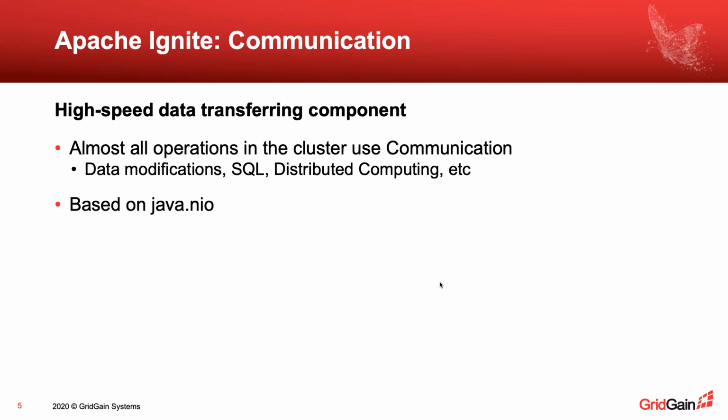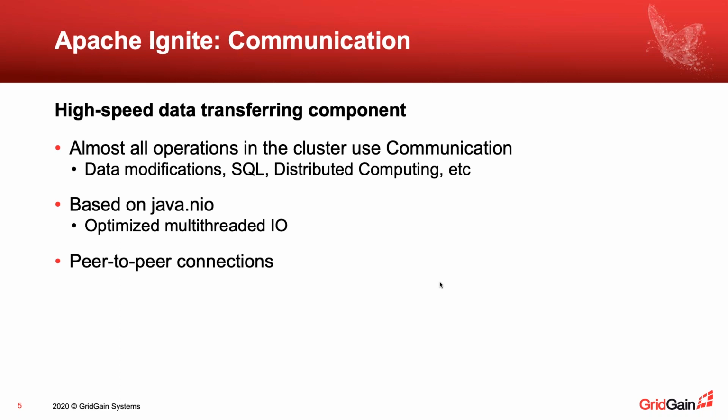Internally, communication is based on Java NIO, and Java NIO, for those of you who don't know, is a part of Java Standard Edition libraries. It is a framework for building fast, multi-threaded, asynchronous, and blocking I/O, in particular network I/O, and it is used in Apache Ignite to implement this optimized, multi-threaded I/O layer.